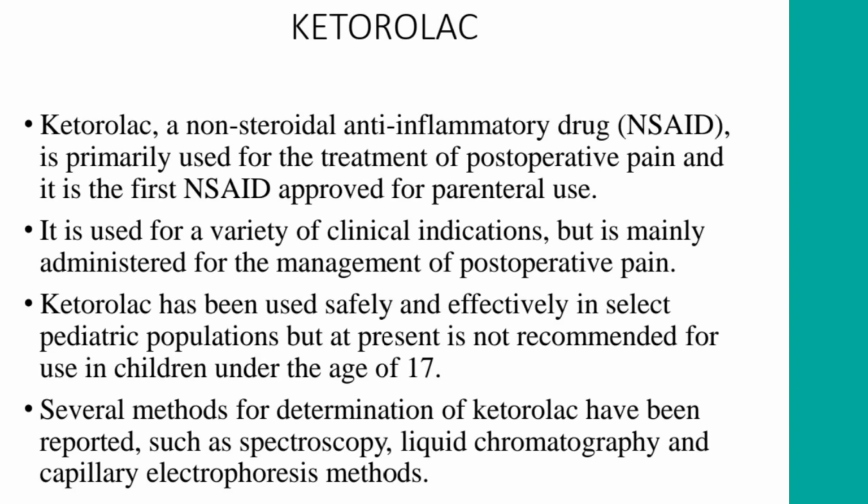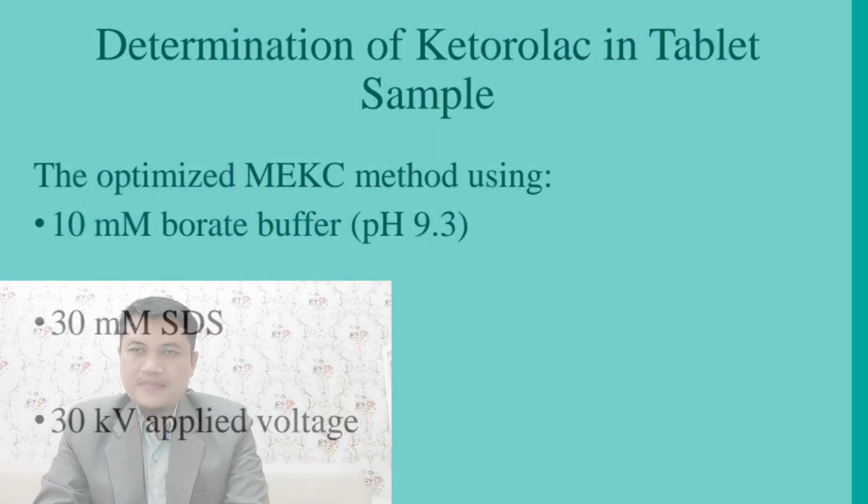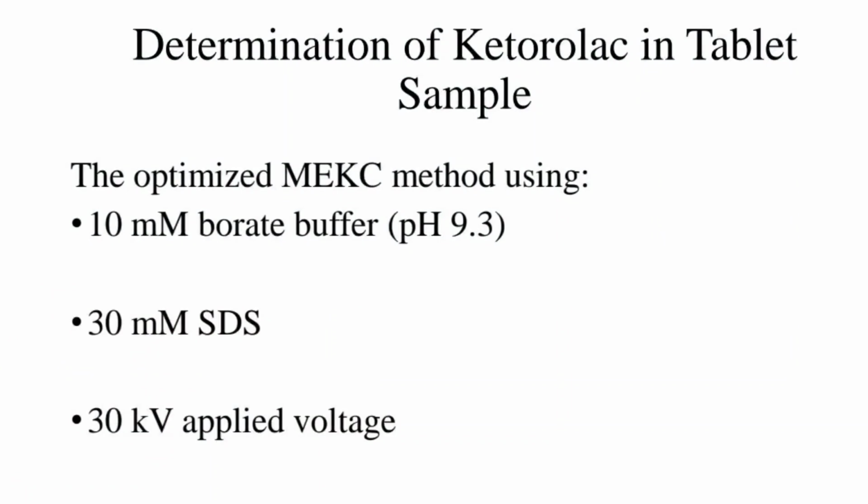Several methods for determination of ketorolac have been reported, such as spectroscopy methods, liquid chromatography methods, and also capillary electrophoresis methods. This is the chemical structure of ketorolac. In this research, we have optimized the CE method.